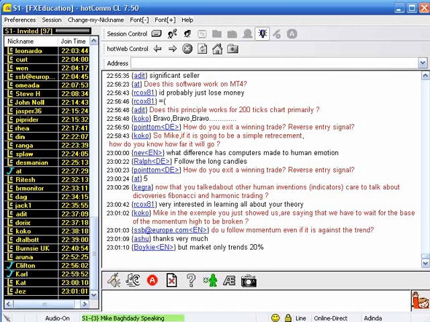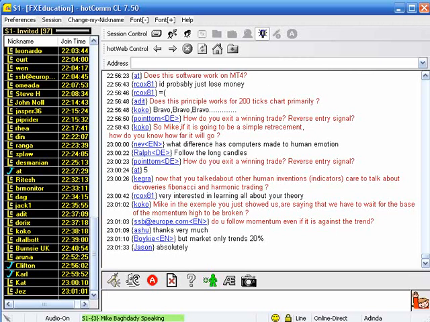Somebody asked a good question a minute ago, saying that this means I want to be trading the volatile market, and Boyke was saying that it only trades 20% of the time. Both of you are absolutely correct.